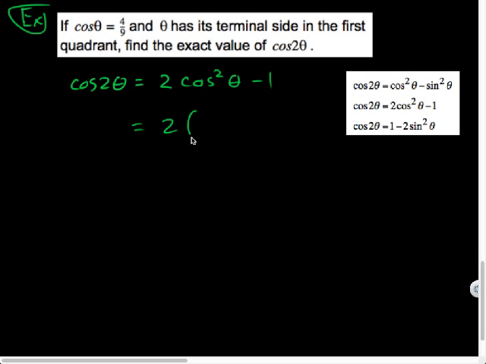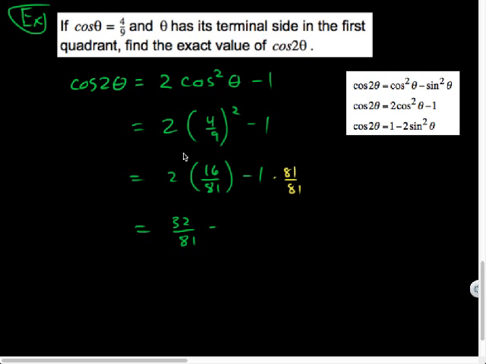So that's the same as 2 times 4/9 all squared minus 1. So that's the same as 2 times 16/81 minus 1. Yeah, I can write pretty fast on my little tablet over here. 32/81 minus, hey, I need a common denominator. 81/81. So let's see, 32 minus 81 is equal to negative, let's see, it's Friday afternoon, people, 49/81 is the value of cosine 2 theta.